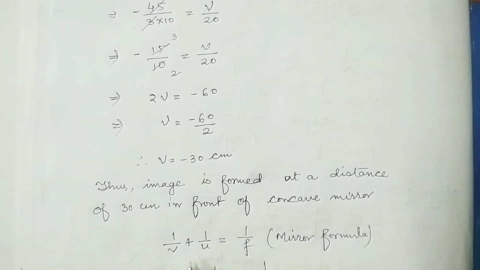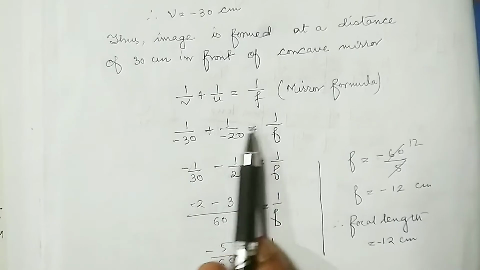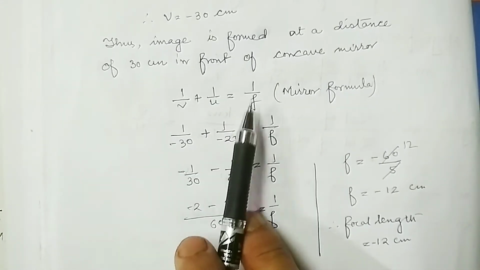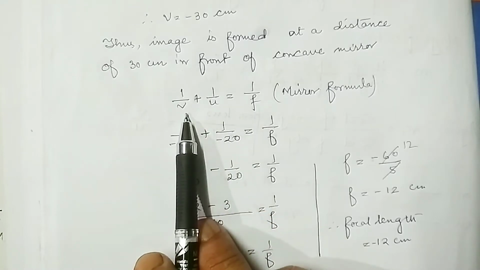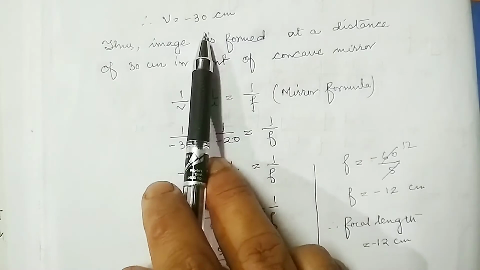Now we know the mirror formula is 1/v + 1/u = 1/f. Okay, now 1/v + 1/u = 1/f is the mirror formula. Here u and v are known, but f is not known. So instead of v, you can write minus 30, because we got v equals minus 30.